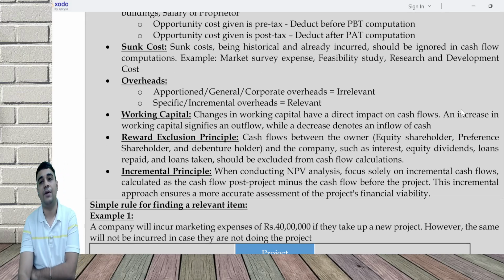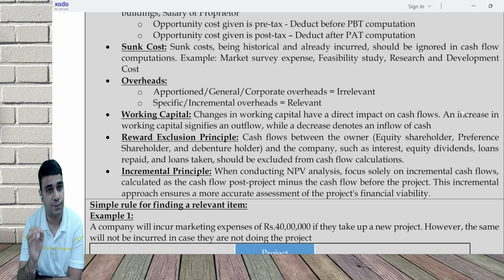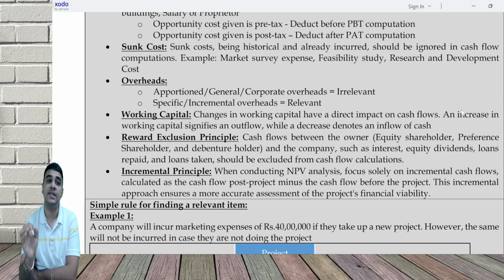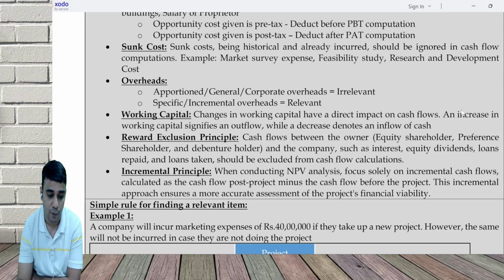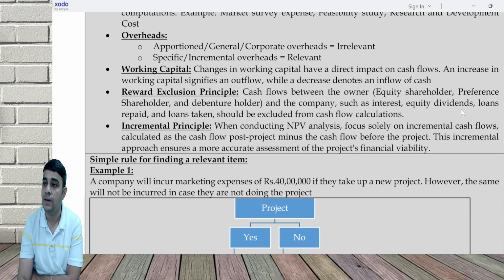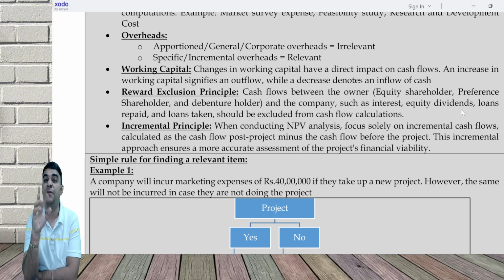Working capital we have already discussed. Changes in working capital is a relevant expense: increases are outflow, decreases are inflow. Reward exclusion principle is what FCFF and FCFE say.